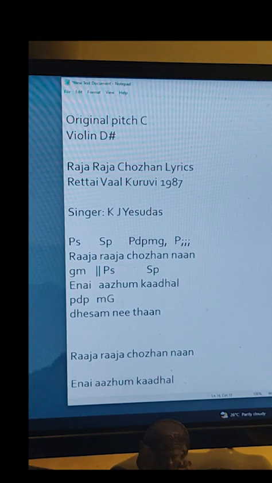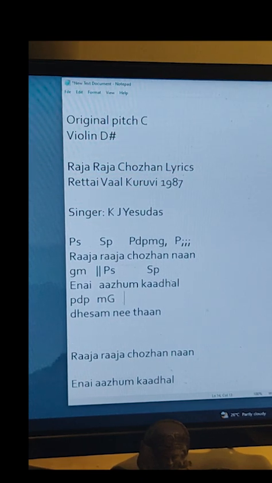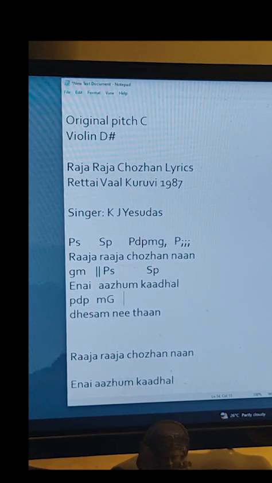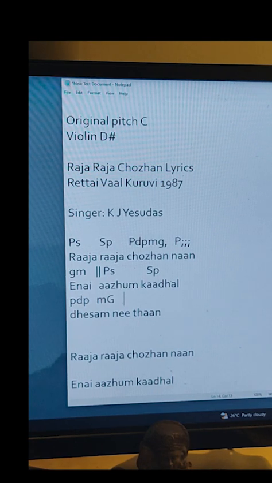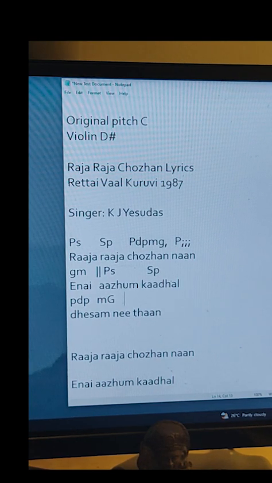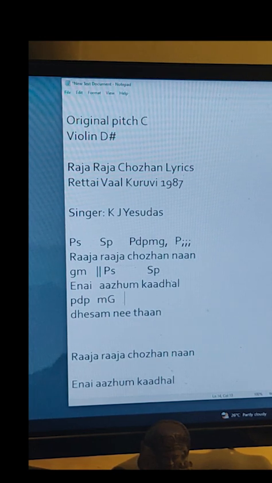I want to share that I'm not perfect, because sometimes I notate something, but after a few days when I come back and see, I will make some changes. So that also happens.